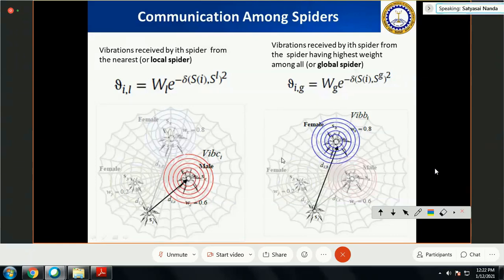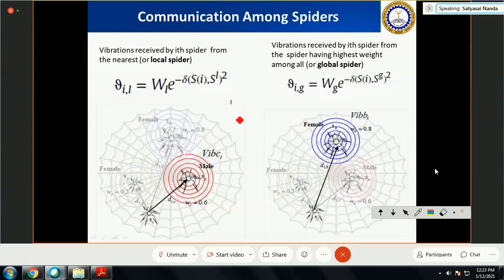And this nonlinear relation has been derived in such a way that it is assumed that when a particular spider punches on the web, this gets communicated to the rest of the spiders. So if a spider is a healthy spider, it can punch on the web and create vibration, which will get diminished with respect to the distance.